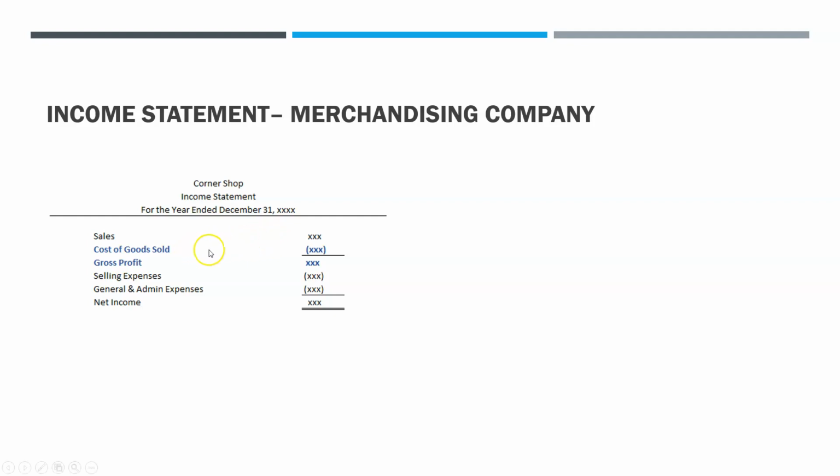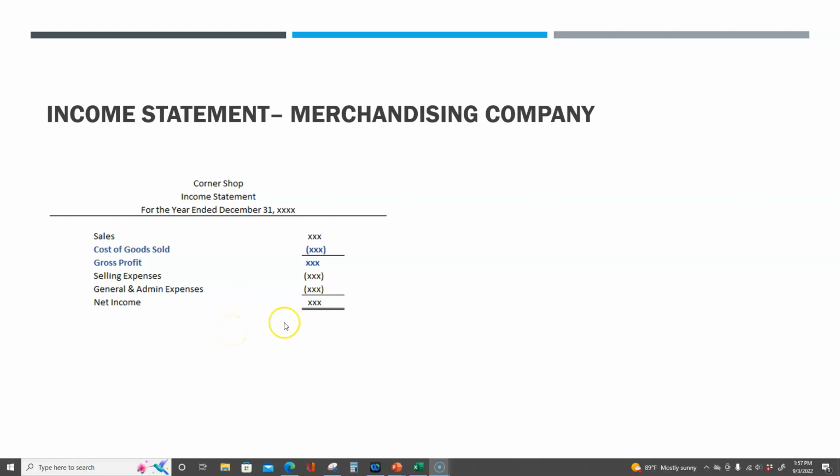And then they're going to subtract cost of goods sold to come up with an item called gross profit. Sales minus cost of goods sold is gross profit, and then from gross profit, they're going to deduct the selling and general administration expenses to come up with net income. This is the format of the income statement we saw in financial accounting. But for managerial accounting, we're going to go a little bit deeper.